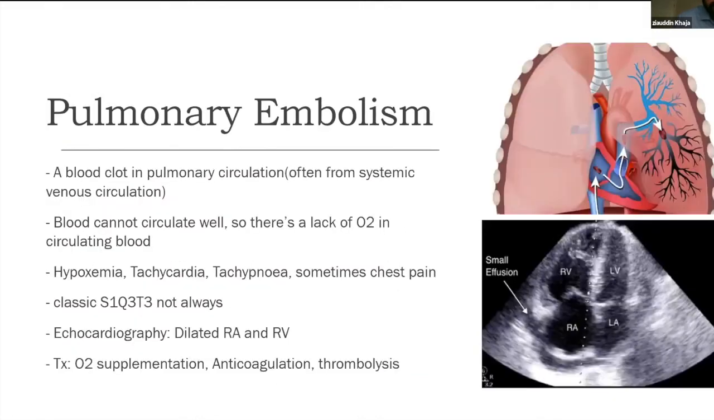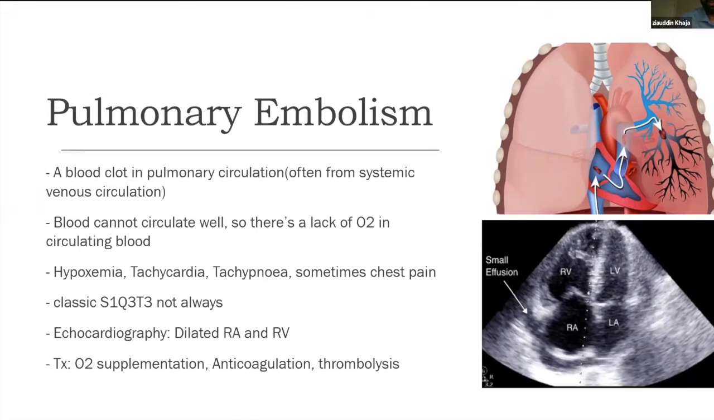Right. So basically, understanding a little bit of pulmonary embolism. I know you guys know about this already, but we're just going to go through it again. It's a blood clot in the pulmonary circulation, often from the systemic venous circulation, that goes there and gets stuck, as you can see from this cartoon picture. So blood cannot circulate well, and there's a lot of deoxygenated blood in the circulation. Because of that, we have these classic presenting symptoms, especially hypoxemia, tachycardia, tachypnea, and sometimes chest pain.